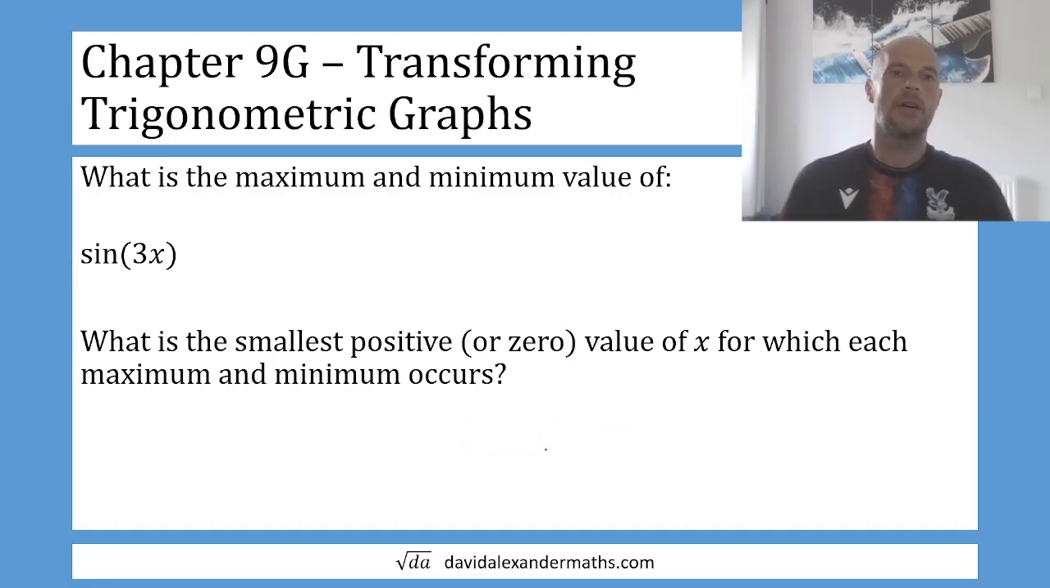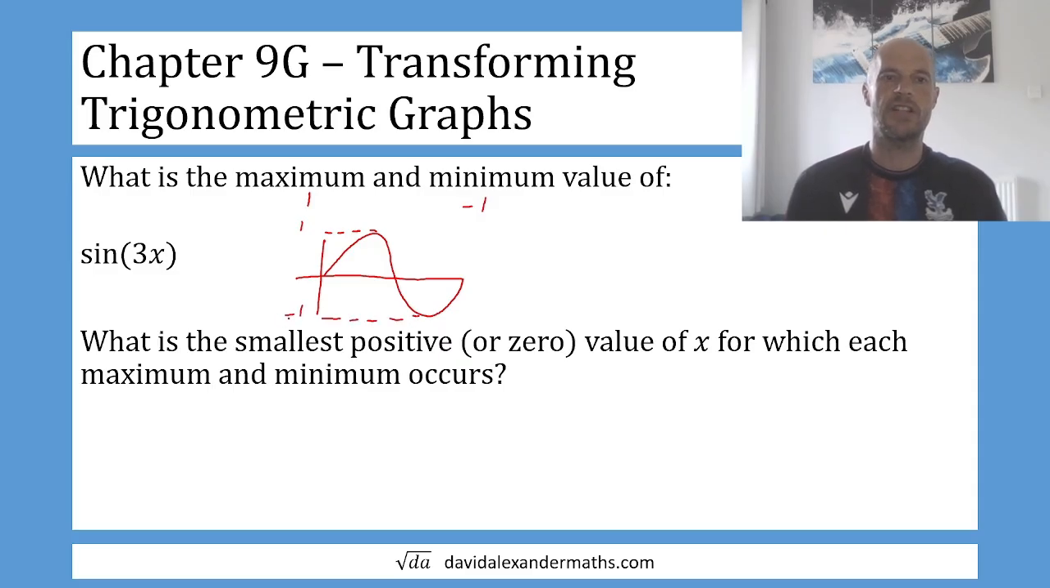What is the maximum and minimum value of the sine of 3x? Okay, there's no number in front of the sine of 3x, so the maximum is still 1 and the minimum is still negative 1. So let's just do a little sketch of the sine of x first of all. This is the sine of x between 0 and 360. So a maximum of 1, a minimum of negative 1. So what is the difference between the sine of x and the sine of 3x?